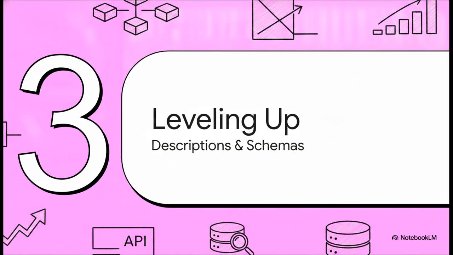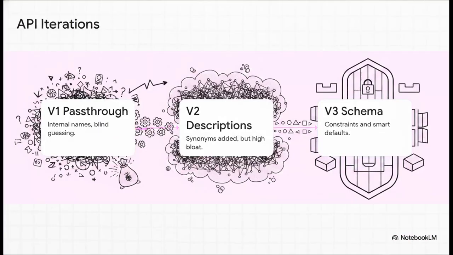So let's talk about how to fix it in section 3. Leveling up, descriptions and schemas, walking through iterations 1 through 3 of our K-12 API. Here is the evolution. Step 1 is that V1 raw pass-through, where it's all internal names and we're just hoping the LLM magically knows our conventions. It doesn't. Step 2, our V2, adds rich descriptions. We map out synonyms, so accuracy definitely improves, but we take a massive hit on bloat. The tool definition gets incredibly heavy.